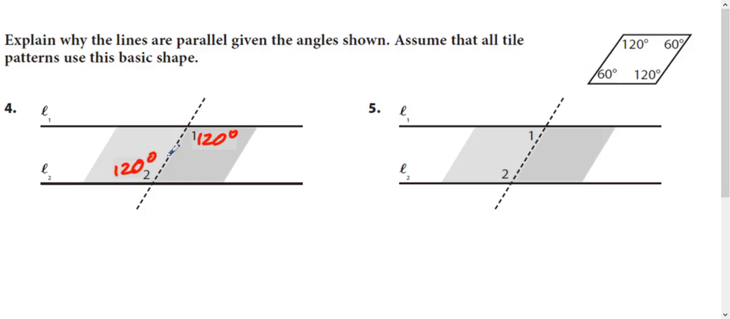Angle 1 and angle 2 are alternate interior. And they are equal, they are congruent, which means the lines are parallel.